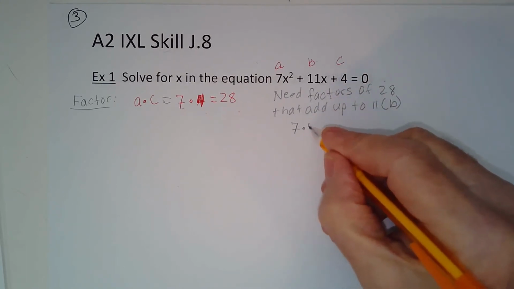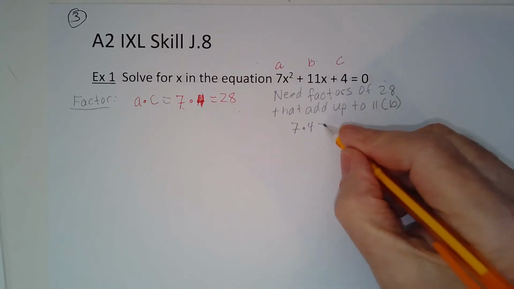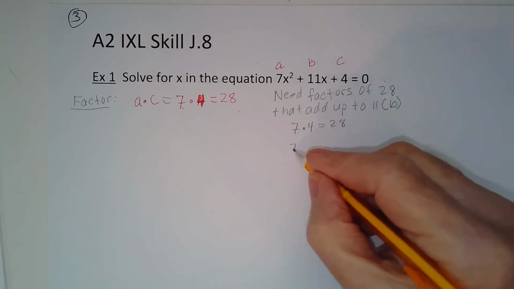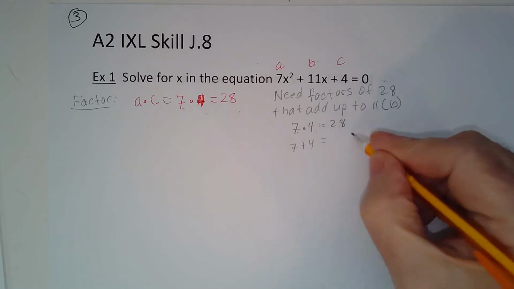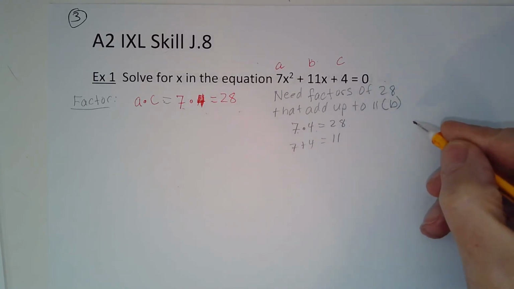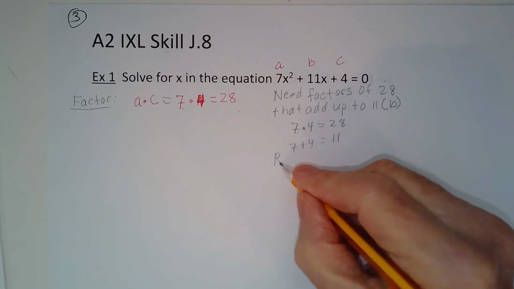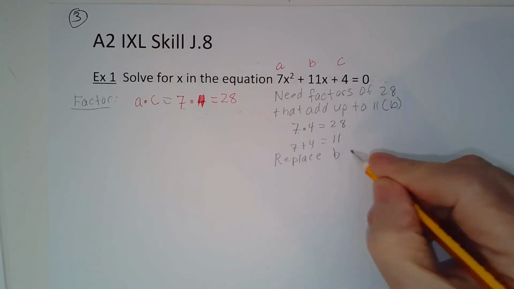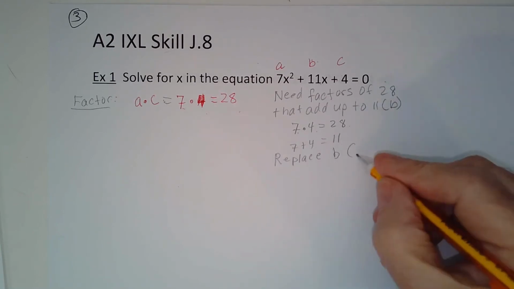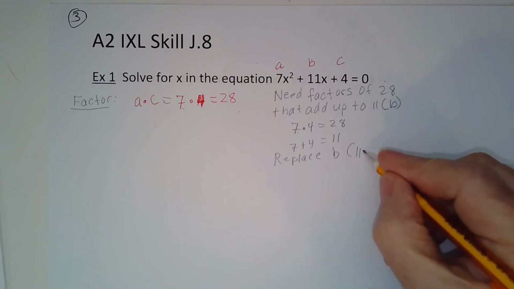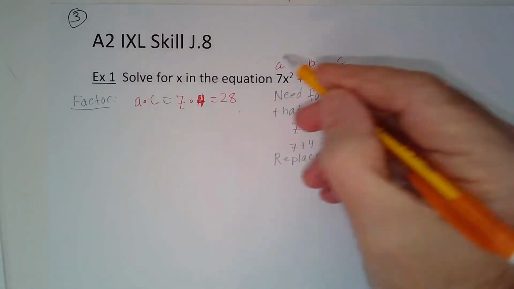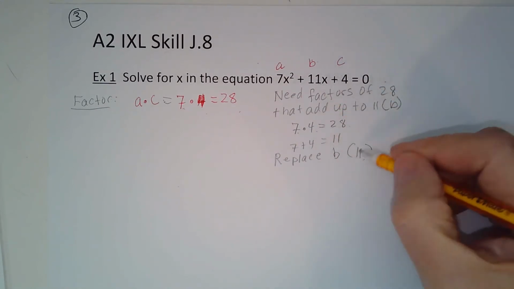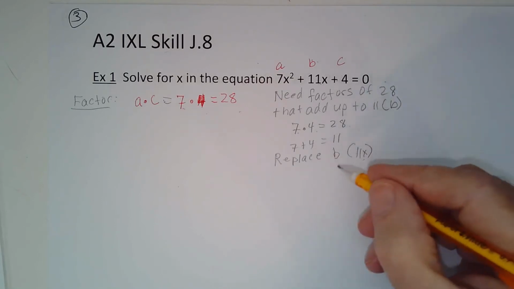7 times 4 equals 28. That's a times c. And 7 plus 4, or a plus c if you will, equals 11, which is your b. Okay? So you're going to replace b, which is your 11x. Notice the x comes with it because all of b is 11x actually, even though it really isn't. b is 11, but you're replacing the term 11x.